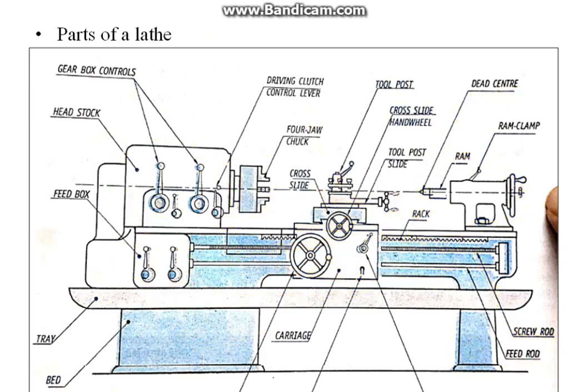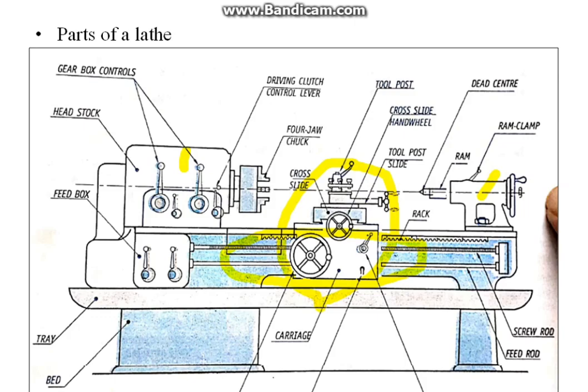Next, we discuss major parts of a lathe and their function. First major part is the bed. It is a rigid structure which forms a base or foundation to support all other parts such as headstock, tailstock and carriage.